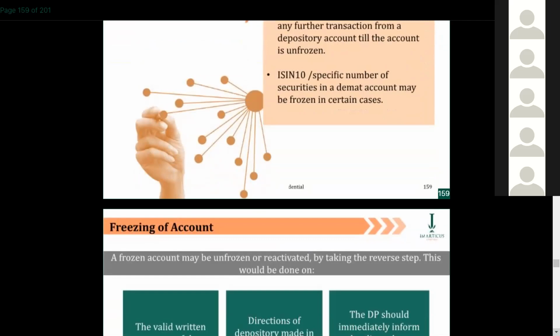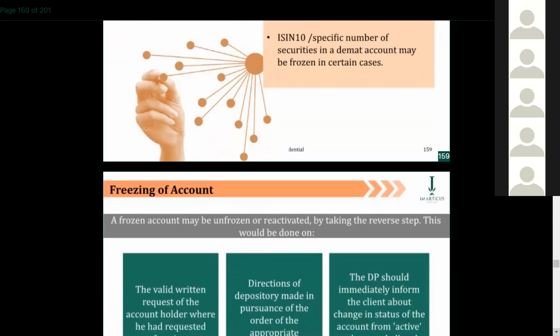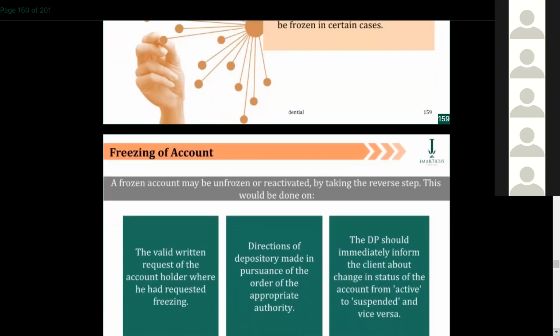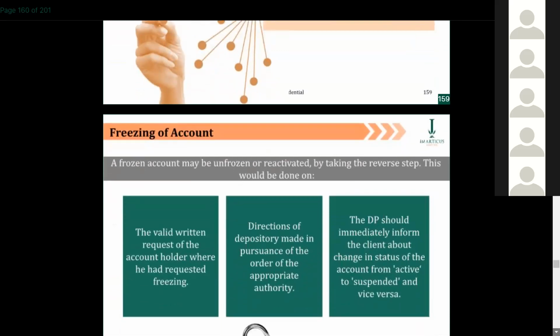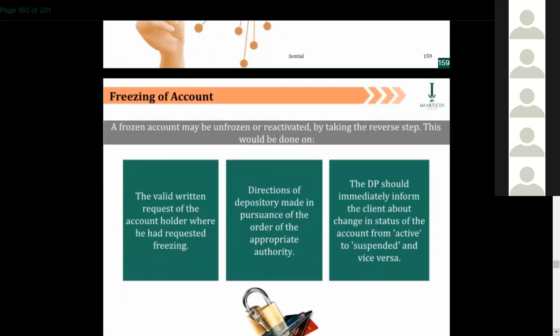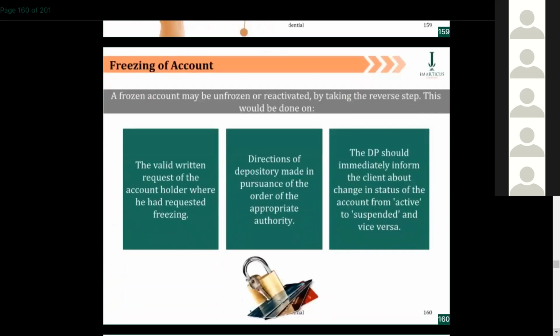The reverse can also be done after the account is frozen. Instructions can be given to reactivate the account. The frozen account may be unfrozen or reactivated by taking the reverse step. This can be done by a valid written request of the account holder who had requested freezing, or by the depository made in pursuance of an order of appropriate authorities. So this I've told you, even statutory authorities or regulators can give instruction for freezing of an account.